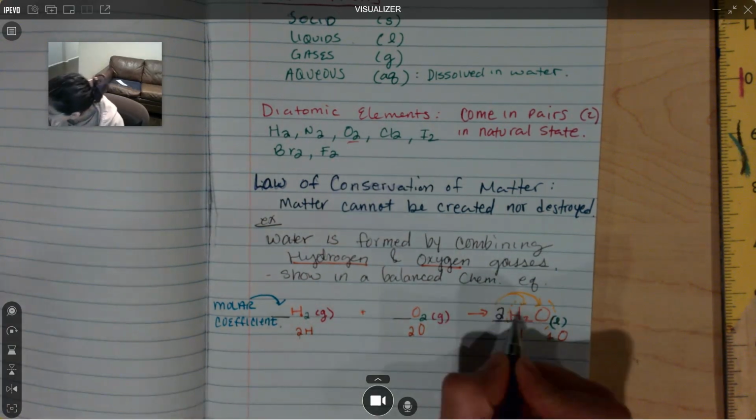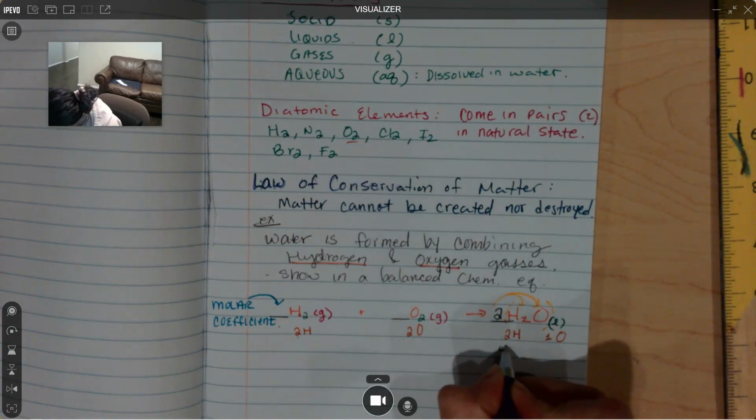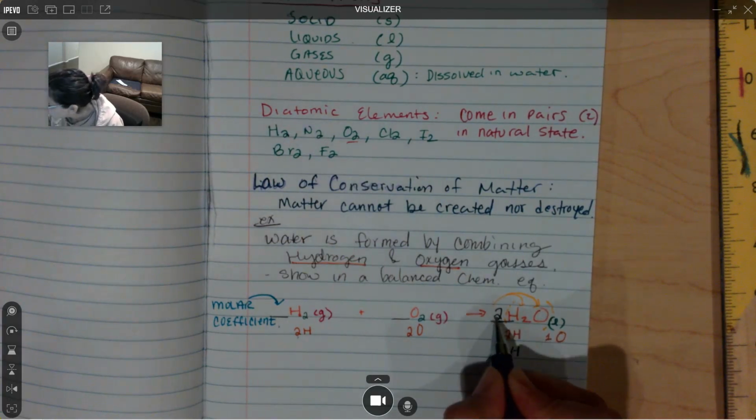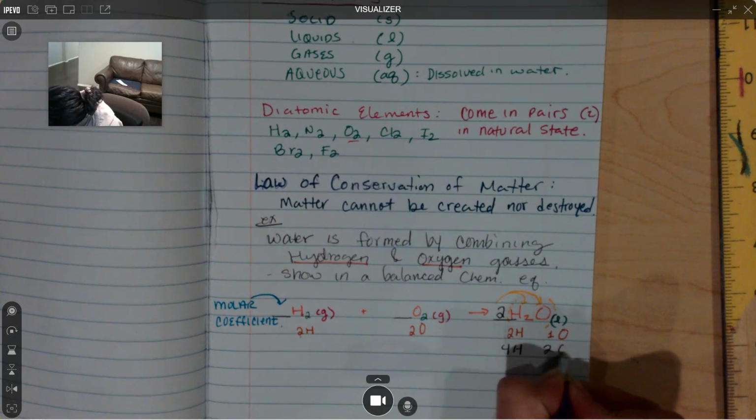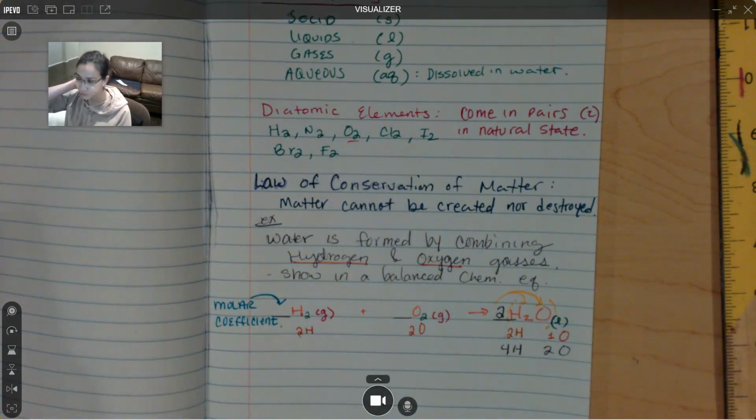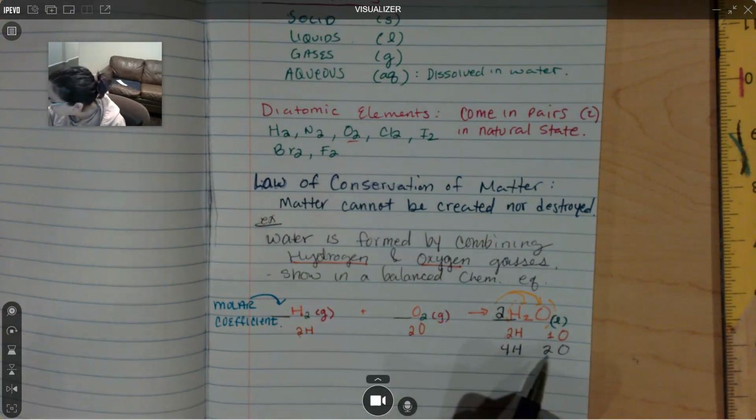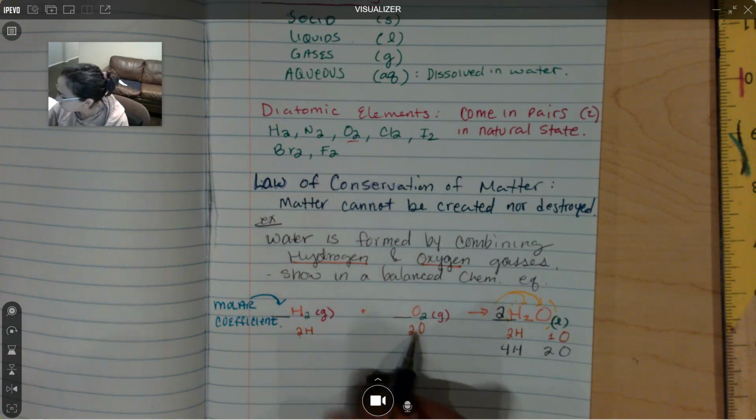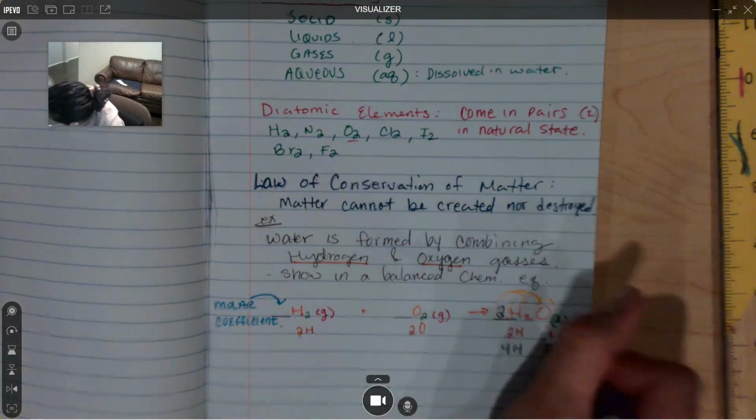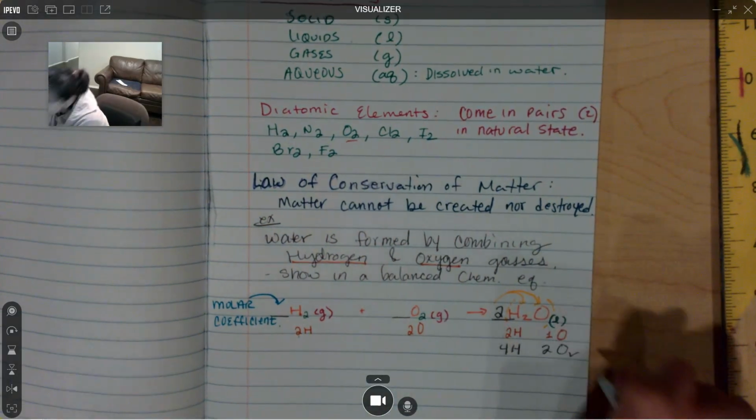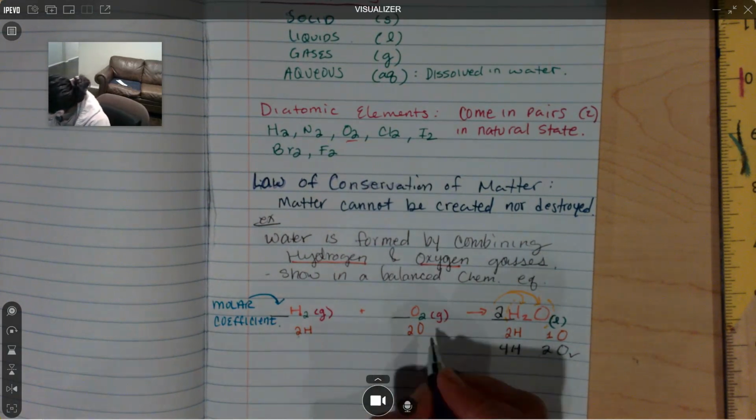So now I have 2 times 2, which is going to be 4 hydrogens, 2 times 1, which is going to be 2 oxygens. Okay. 2 oxygens, 2 oxygens. My oxygens match. Okay.